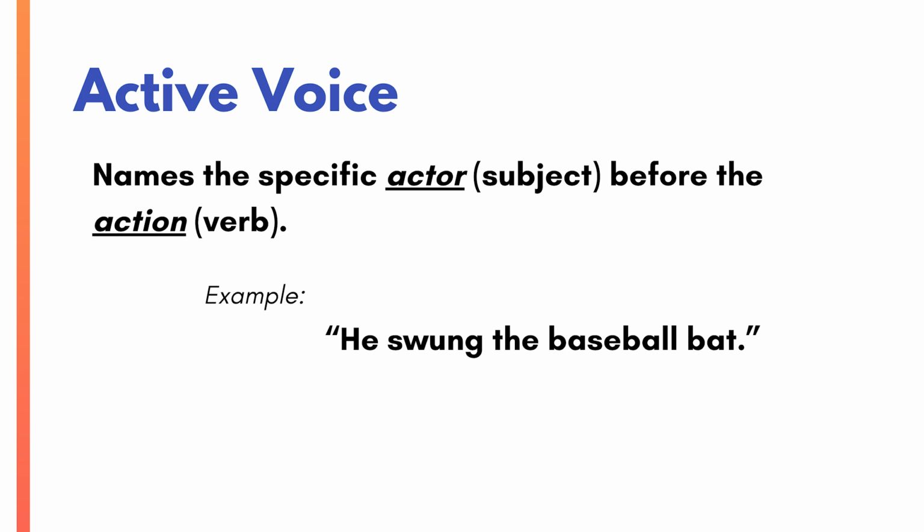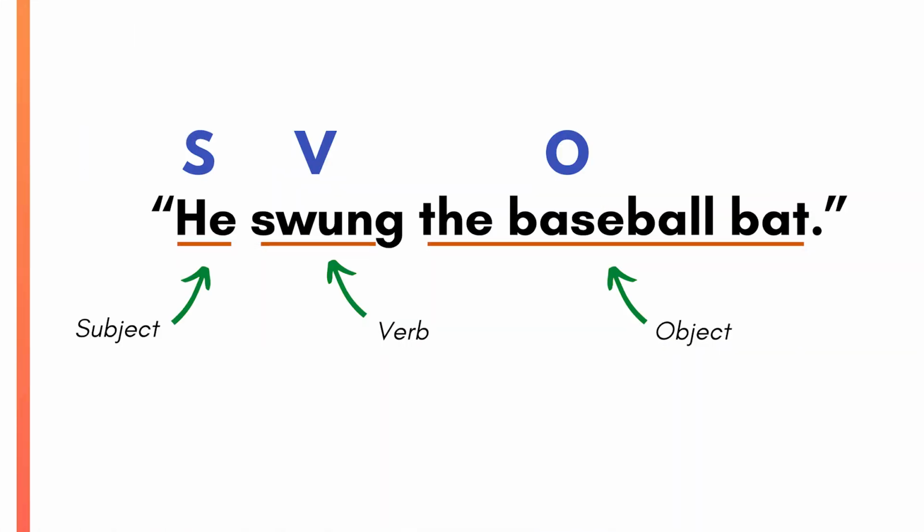For example, he swung the baseball bat. The word he is the subject or the actor in the sentence, and the word swung is the action or the verb that comes next. This sounds best for two reasons. One reason is that English is a subject-verb-object language. We call it an SVO language.